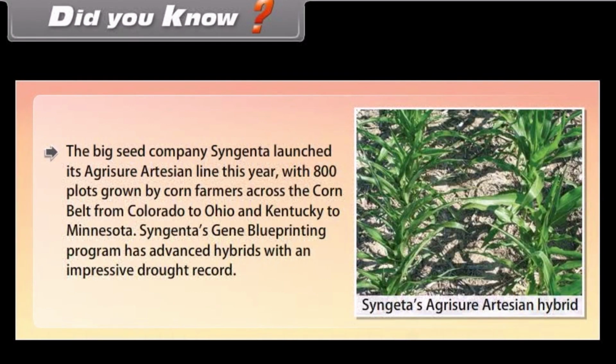Did you know? The big seed company Syngenta launched its Artesian line this year with 800 plots grown by corn farmers across the Corn Belt, from Colorado to Ohio and Kentucky to Minnesota. Syngenta's gene blueprinting program has advanced hybrids with an impressive drought record.